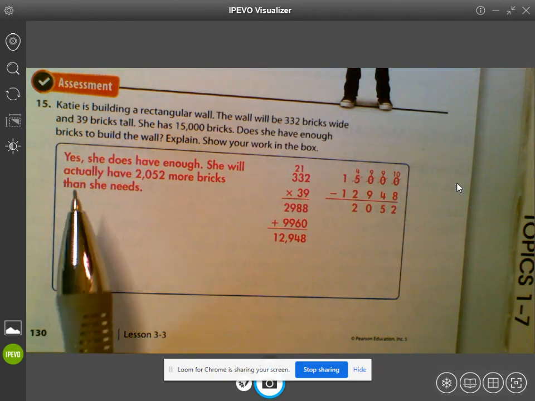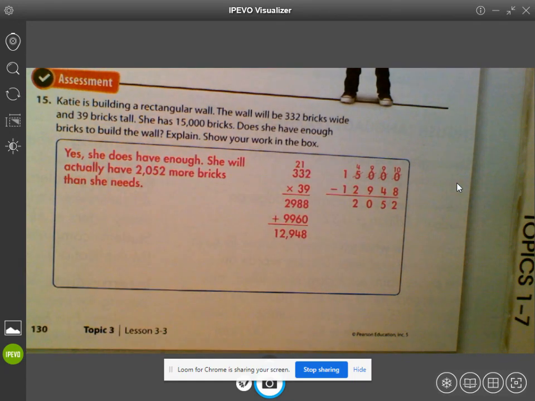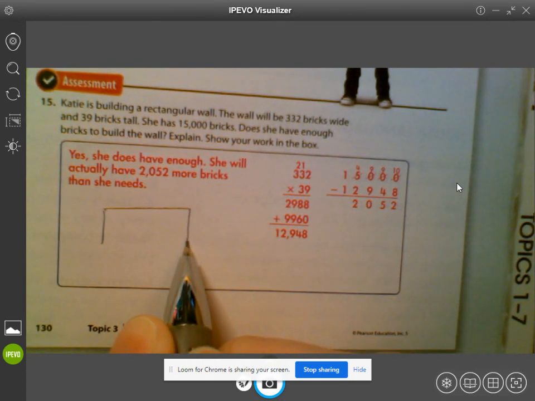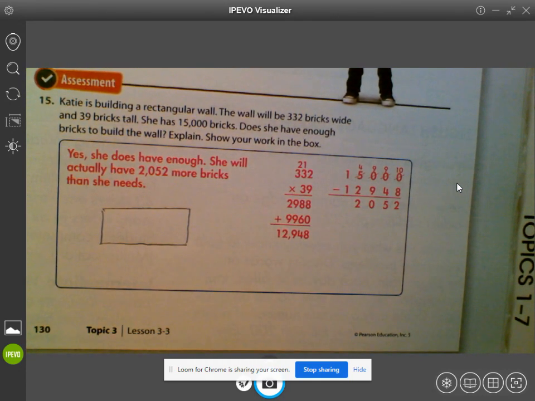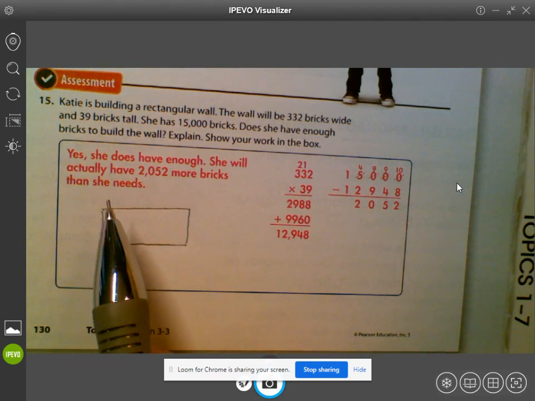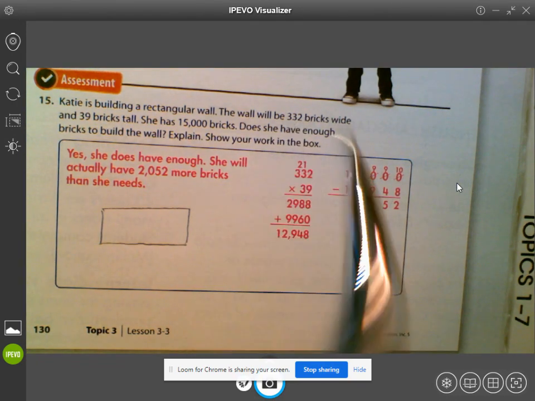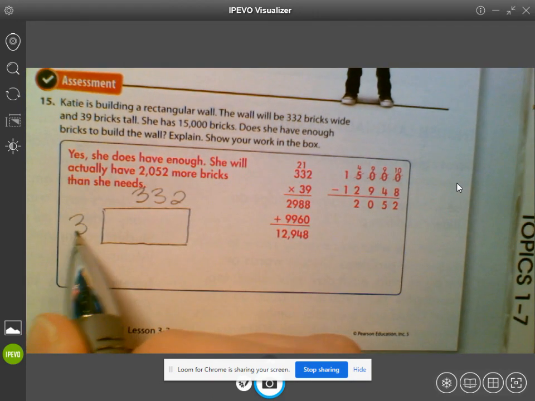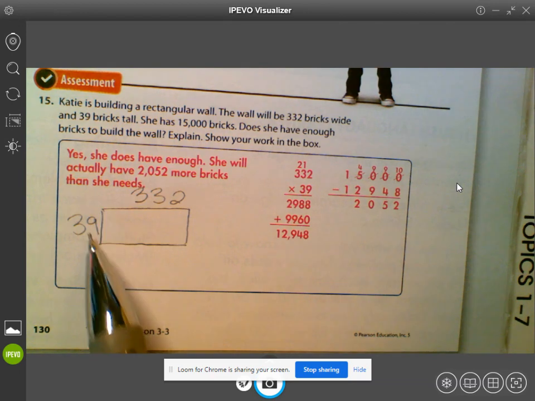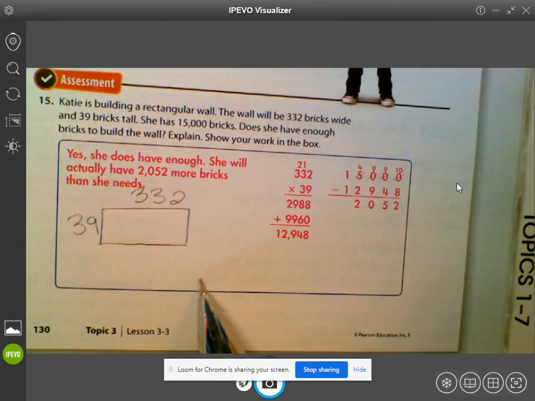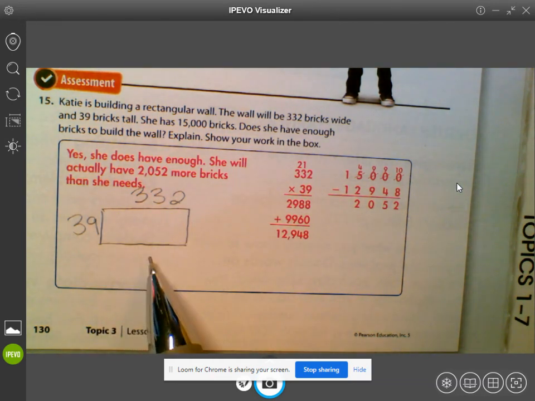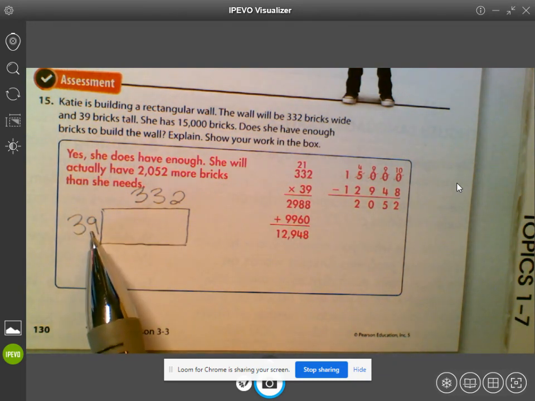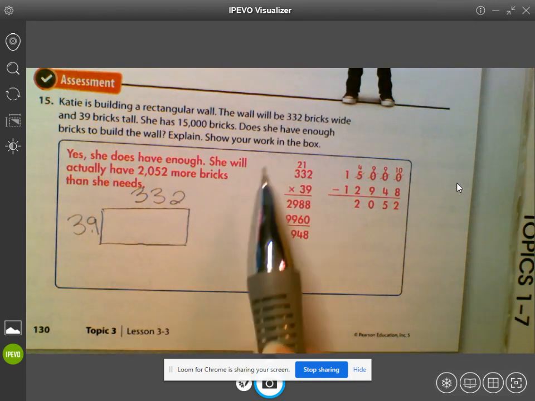So first of all, your answer should be yes. The reason why, if we have a wall, and I'm going to draw a picture. This is what I was having people do who needed some help on this one. Drawing a picture always helps me. If you draw that rectangular wall and you label, okay, it's 332 bricks wide, and it is 39 bricks tall, we need to figure out how many bricks it takes to build this entire wall. That means we're finding the area of this rectangular wall. So we would take 332 and multiply it by 39, which you can see over here, I have the work here.